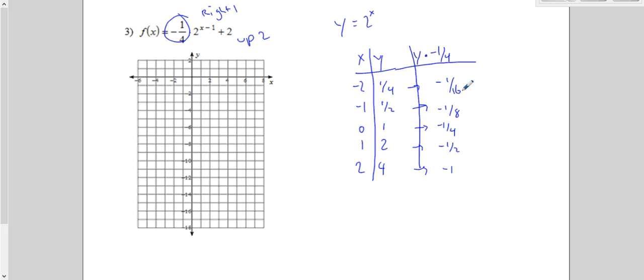So then when I plot these points, I can go right 1 and up 2. And my points are negative 2 and negative 1/16, negative 1 and negative 1/8, 0 and negative 1/4, 1 and negative 1/2, and 2 and negative 1.